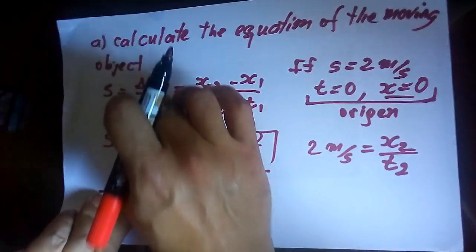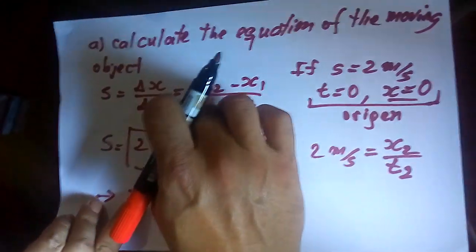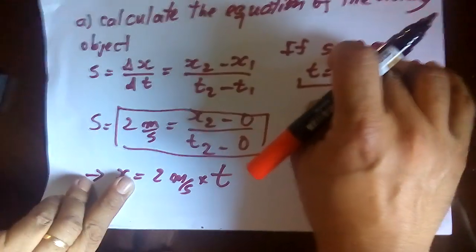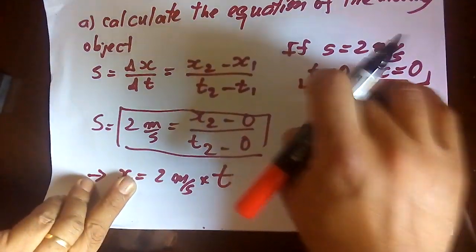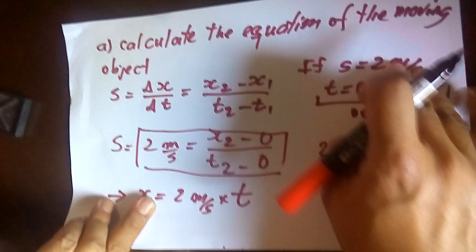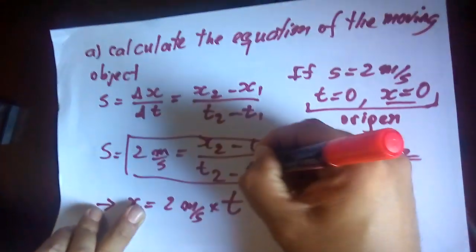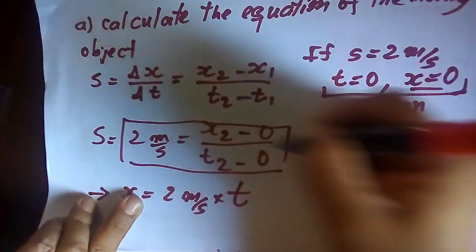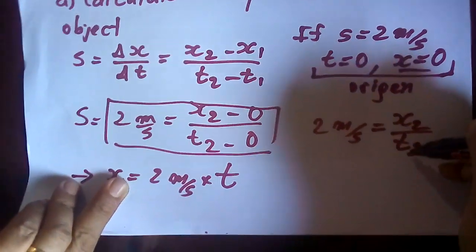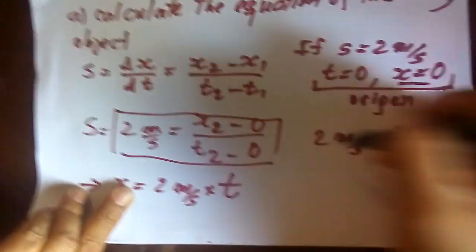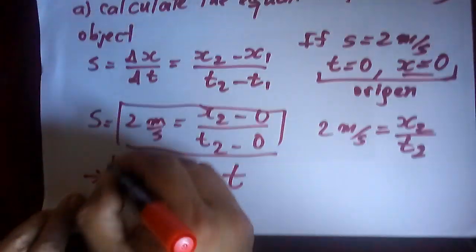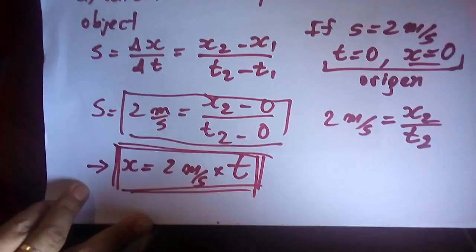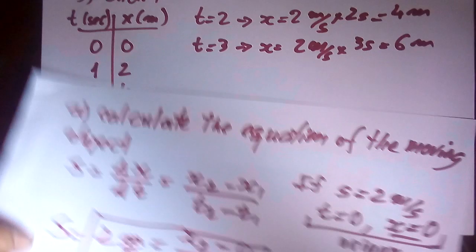The equation is delta x over delta t, the speed, which is x2 minus x1 over t2 minus t1. The speed is 2, the origin time is 0, x is 0. I use this information to plug it into the equation. I put the 0 for x1 and I put the 0 for t1, and I'm left with x2 over t2, the zeros don't count, is equal to 2, and I solve and I get the equation of the moving object is x equals 2 meters per second times t.